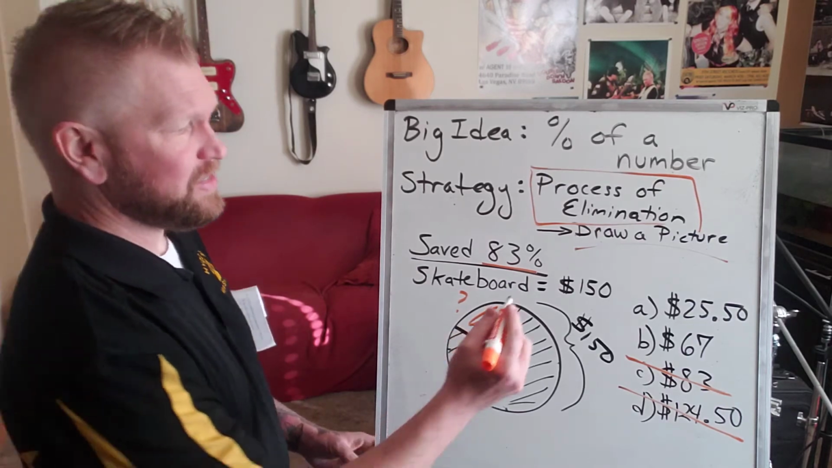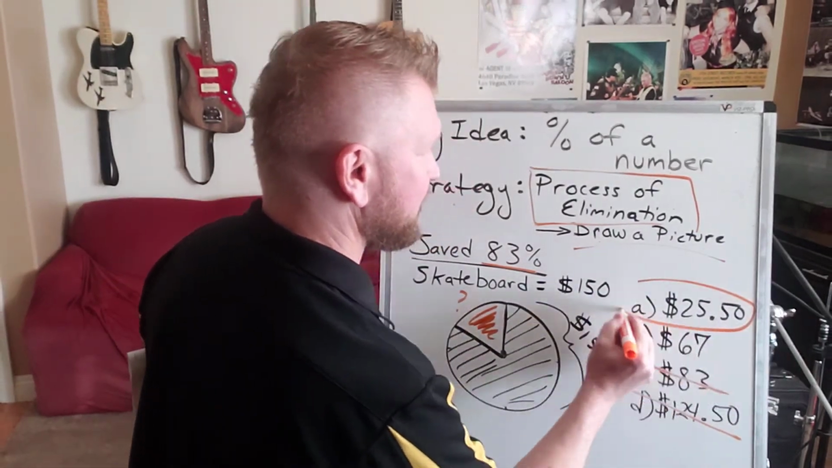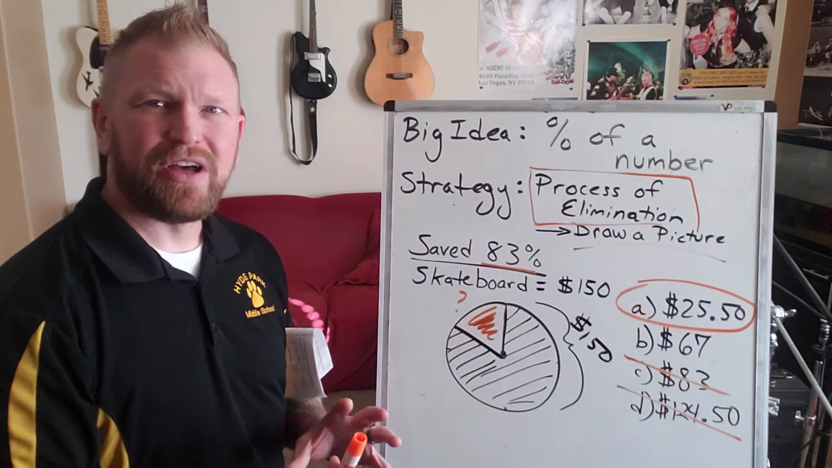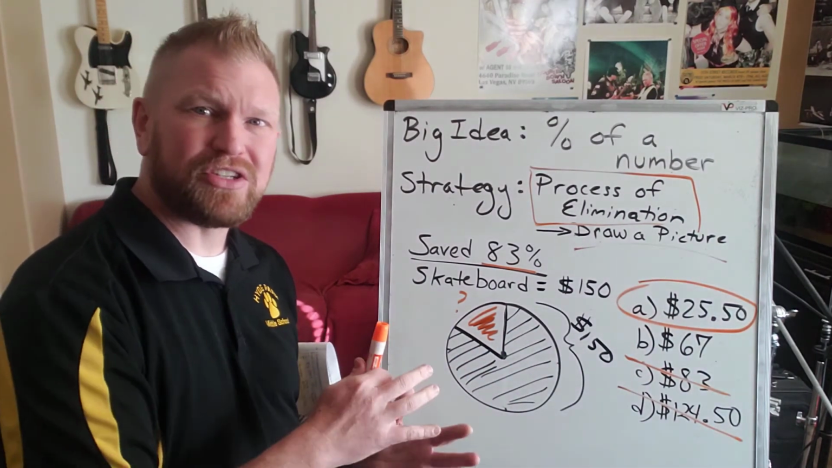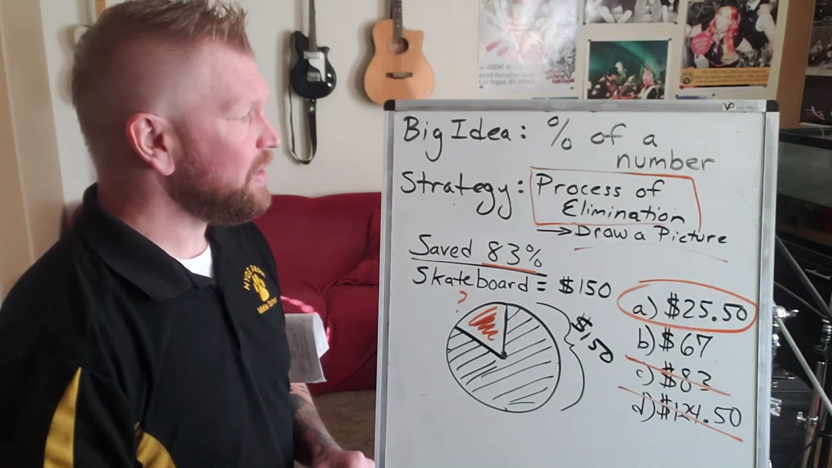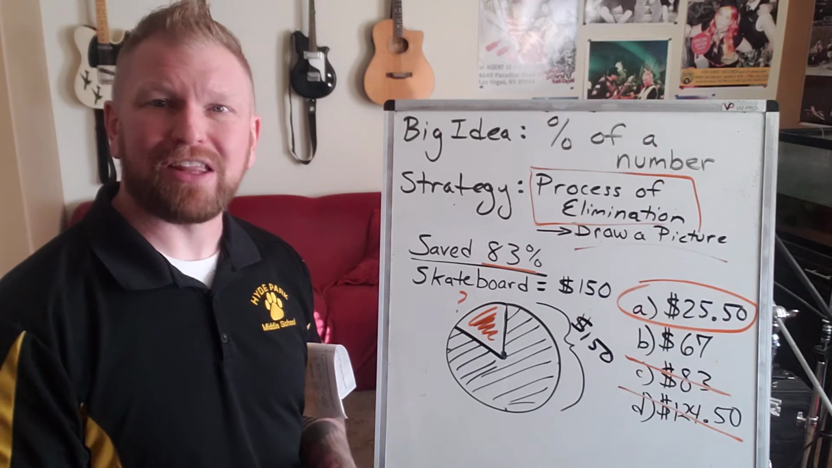And if you had guessed $25.50, then you used process of elimination, and you've used this picture to estimate how much he's already saved and how much he still needs to save to figure it out. Okay, let's talk about how we could get it with a more mathematical solution.